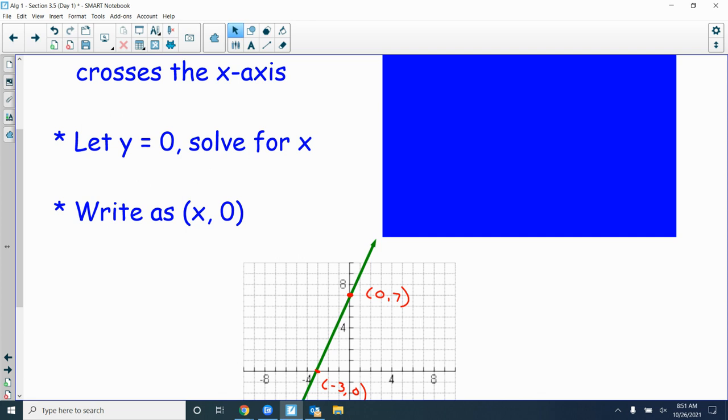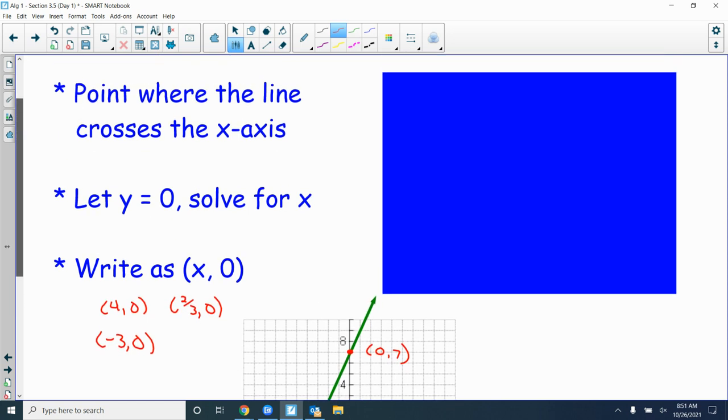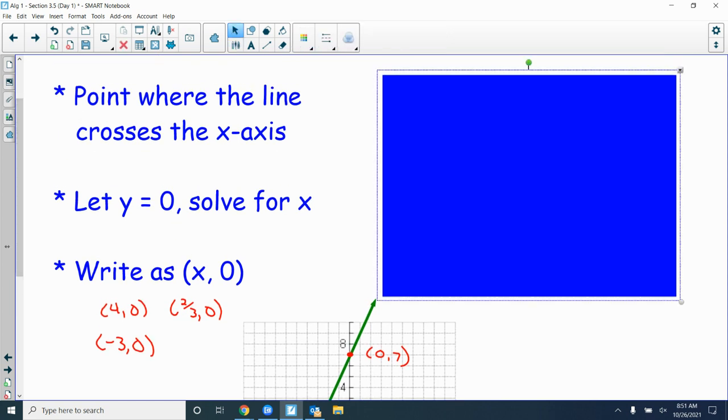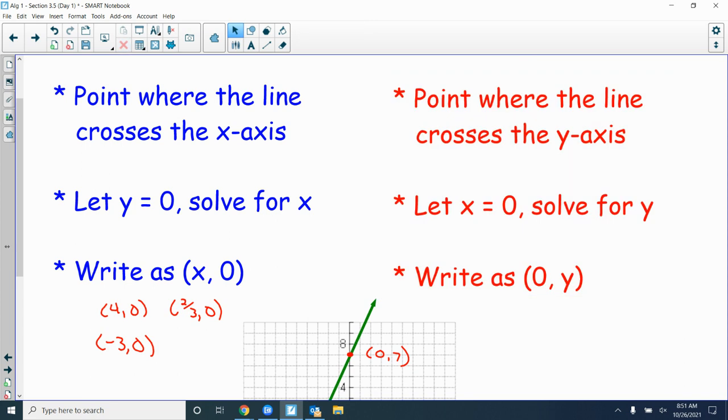We're going to write it as whatever that number is, 0. So it might be 4, 0. It might be negative 3, 0. It might be 2/3, 0. But these are all x-intercepts, always with a 0. All right, what about the y-intercept? What do you think? It's the point where the line crosses the y-axis. We're going to let x equal 0, and we're going to solve for y, and we're going to write it as 0, y. All right, get that down underneath y-intercept.